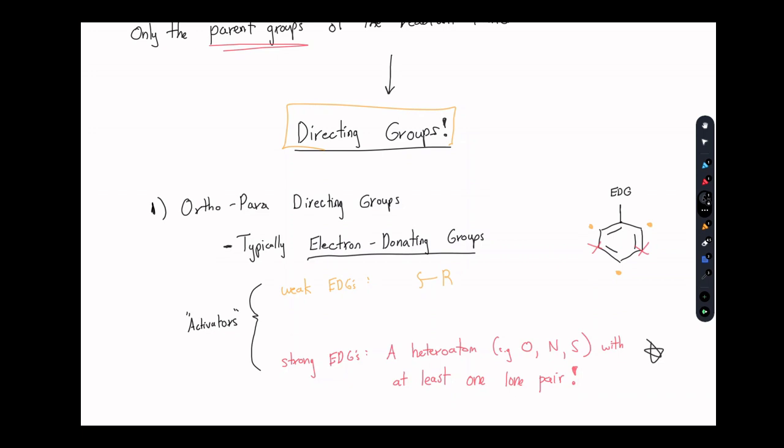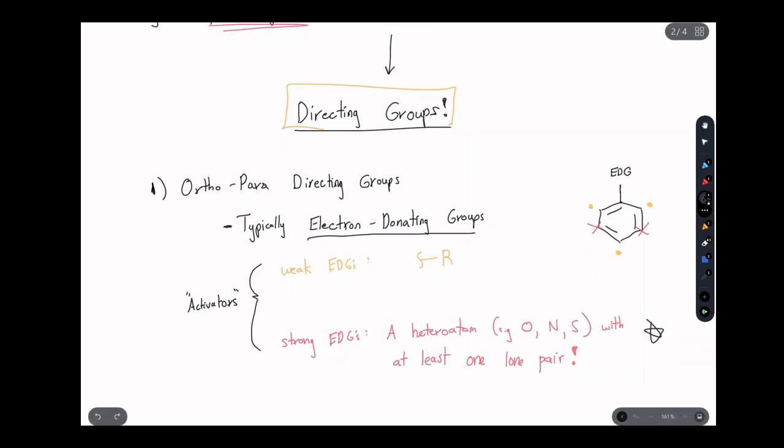I want to quickly mention that we have different strengths of electron donating group. Broadly, you can group them into two categories. Strong electron donating groups have that lone pair and can induct with resonance, as we talked about. But weak electron donating groups include alkyl groups. So these alkyl groups, really any carbon chain, are still going to activate the ring, and we'll talk about what activate means in a bit, but they are not as strong as the ones that actually have lone pairs.